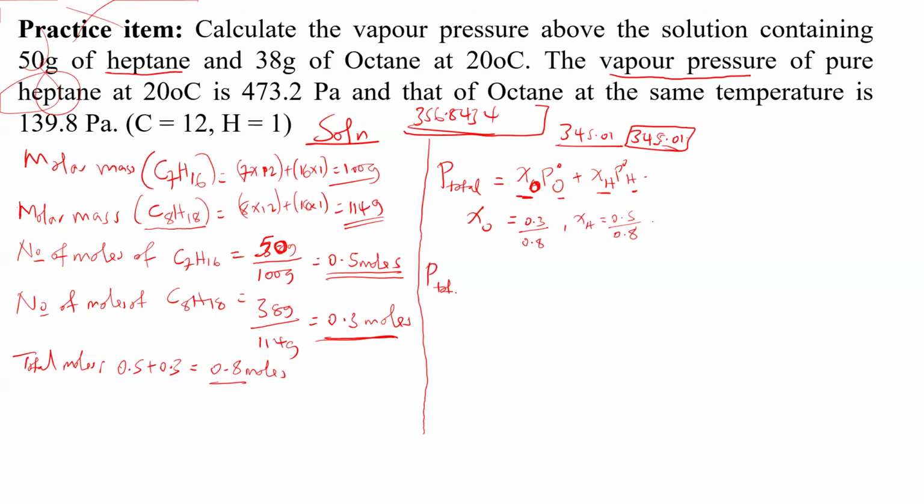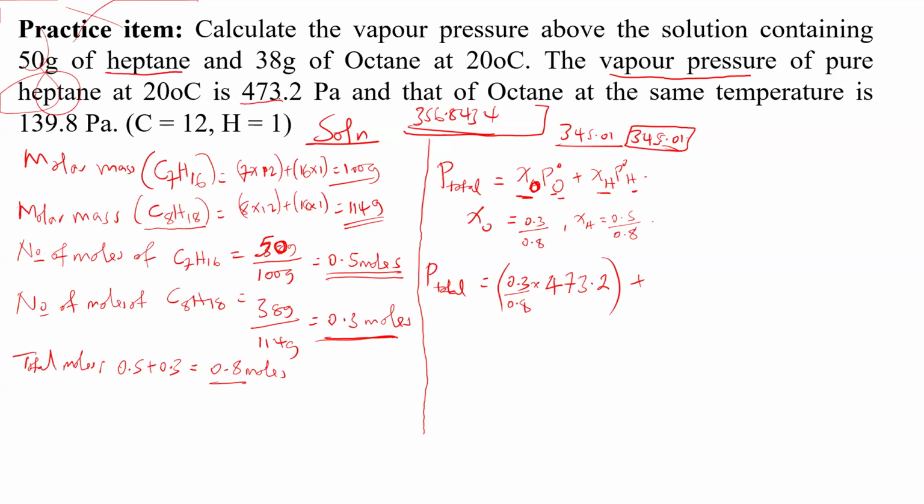P total will be X naught, we have gotten 0.3 over 0.8, times this P naught. For octane, what is that? 473.2. Octane, teacher, no. Octane, isn't it this one?